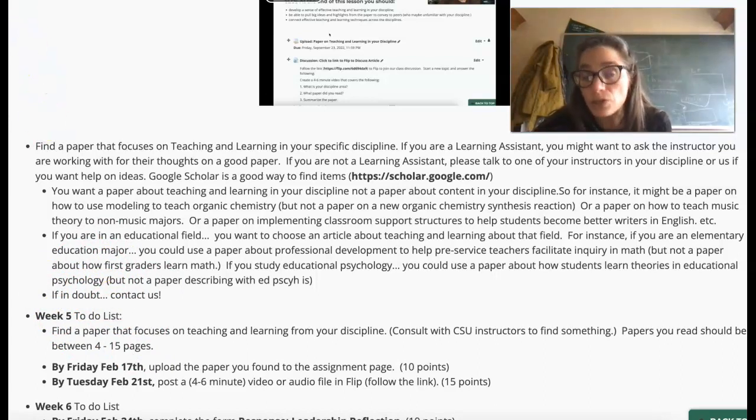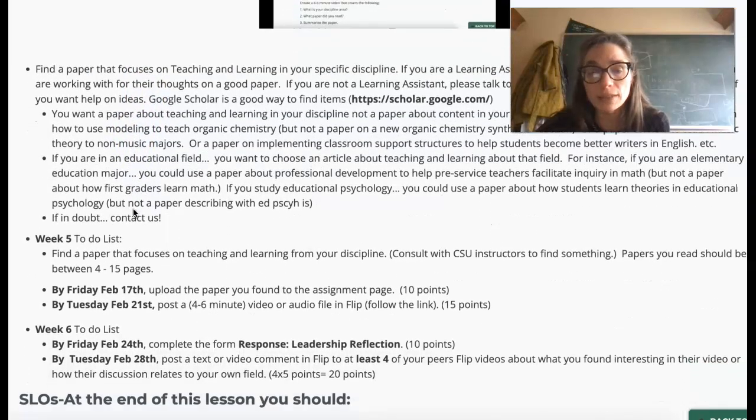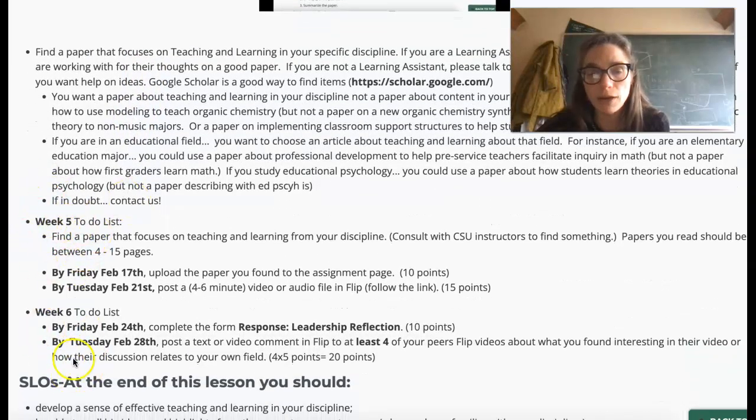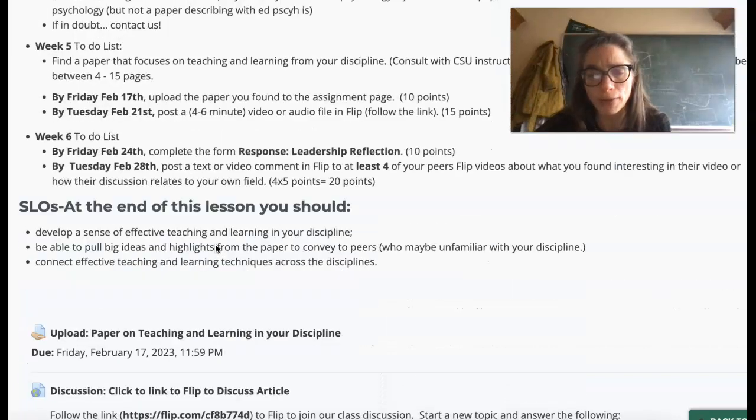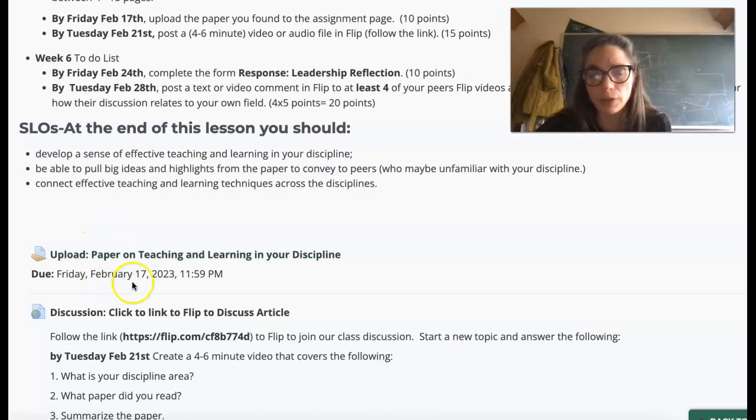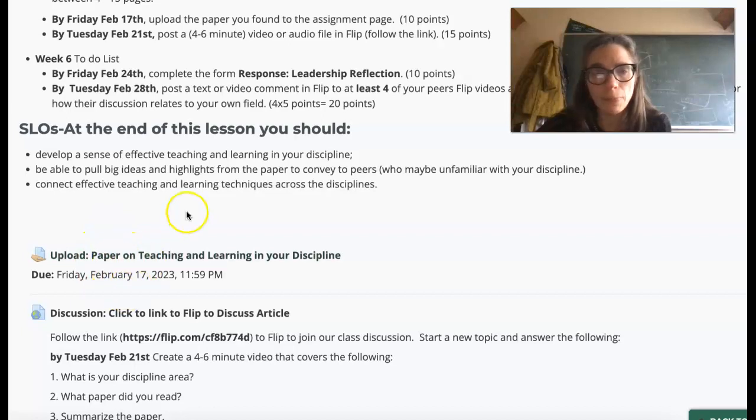All right, so let's go ahead and go to the to-do list. Again, this is a 2-week unit, so we're going to do week 5 and week 6. In week 5, you want to find that paper that focuses on teaching and learning. Papers should be about 4 to 15 pages. That's a good length to be able to get into something but not have it be overwhelming. When you find that paper, you're going to upload it right here.